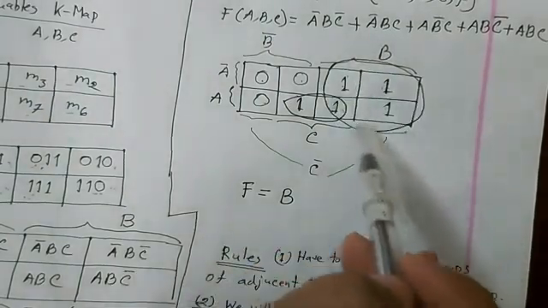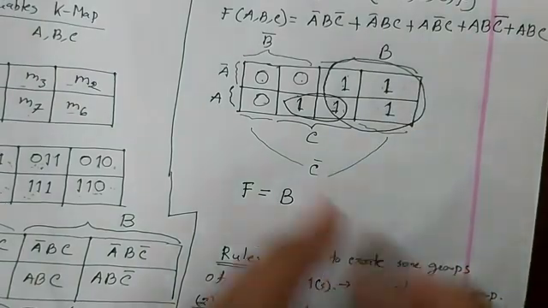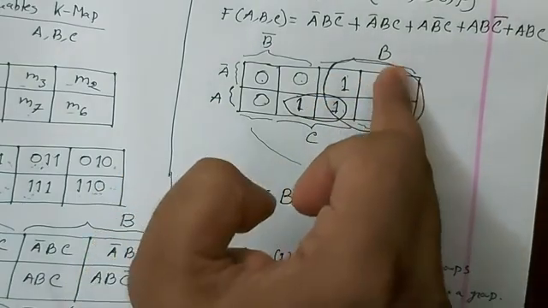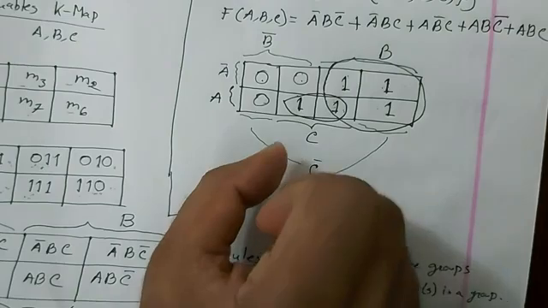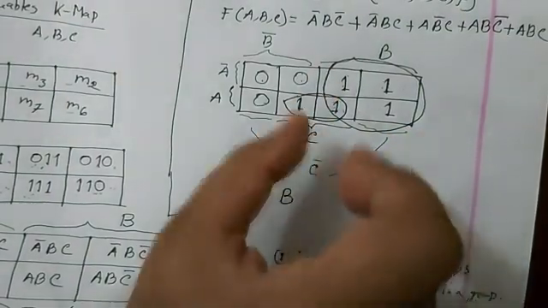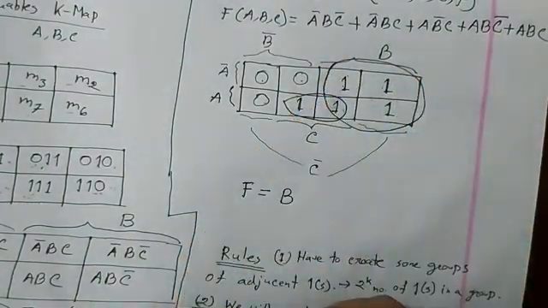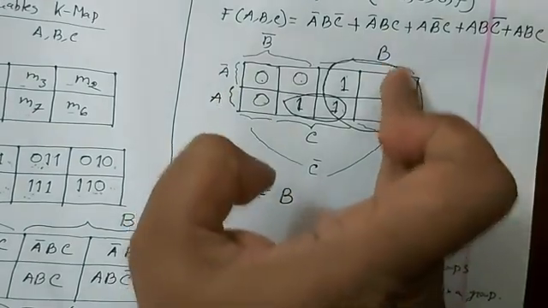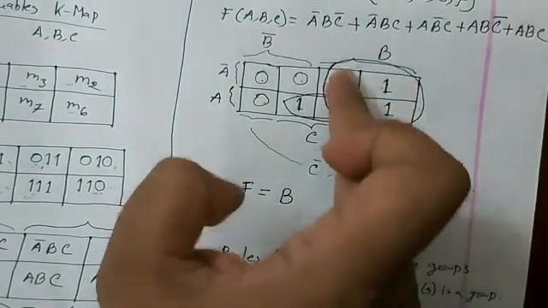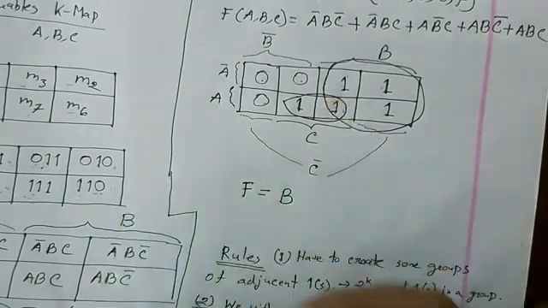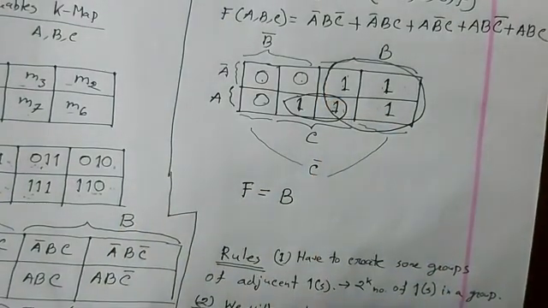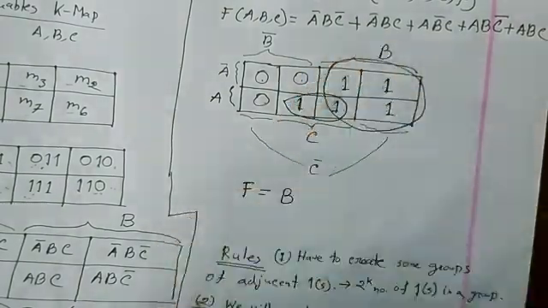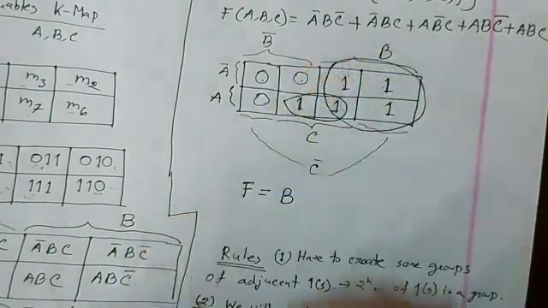Now, is this group inside C? No, C is this part, so only one portion is inside C, but this portion is not inside C. So we cannot take C. Is this group inside C prime? C prime is these two parts, right? So only one portion is inside C prime, but the other portion is not. So we cannot take C or C prime. So only B we got from this big group. Okay, so this group is done now.